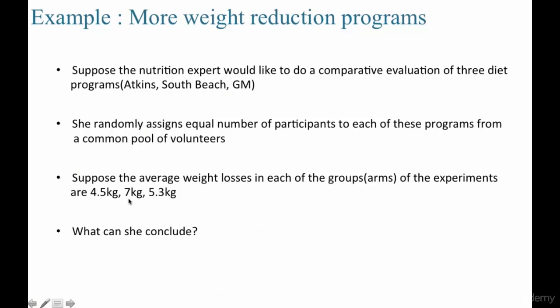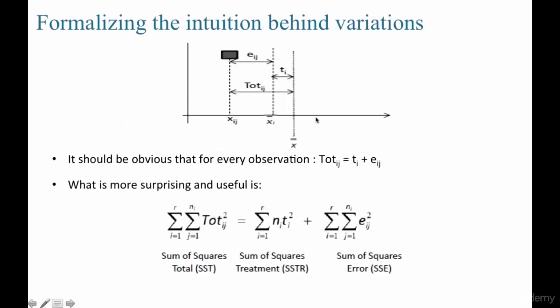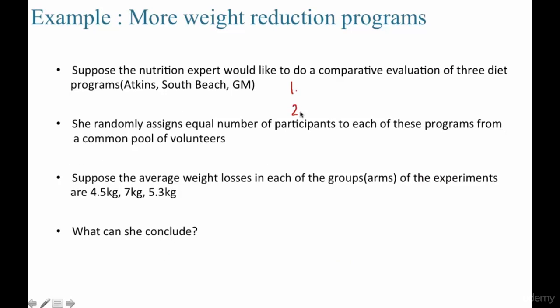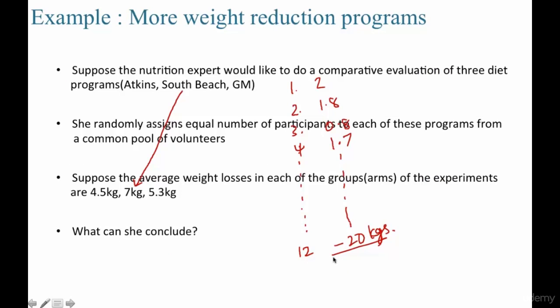What can we conclude? We should not jump in and say that, hey, South Beach diet program is great. Why? Think about this scenario. Say you have 12 people assigned to South Beach diet program. Say person 1 loses 2 kgs, person 2 loses 1.8, person 3 loses 0.8 kgs, person 4 loses say 1.7 kgs, so on and so forth. And say one person loses 20 kgs. You know for a fact that the mean or average is influenced by outliers. Hence a single value can give you an average which is very high.